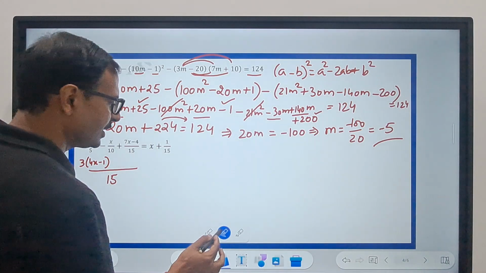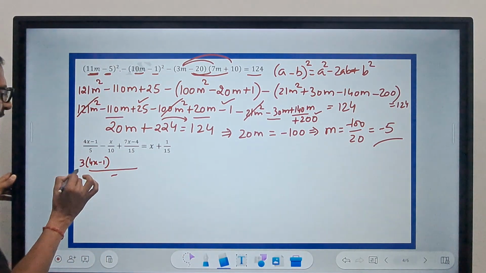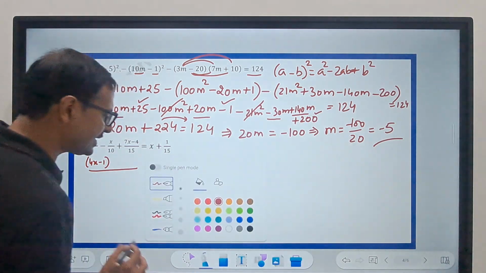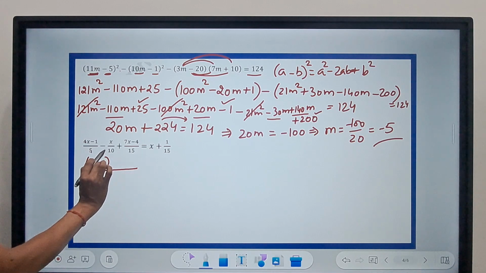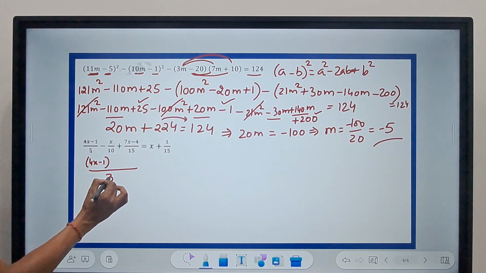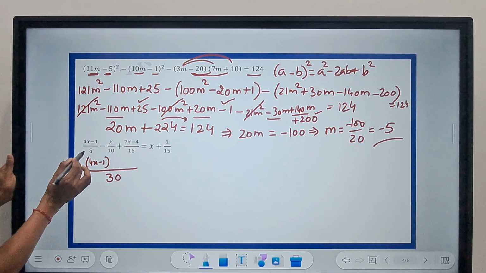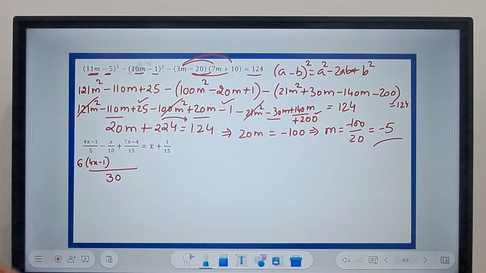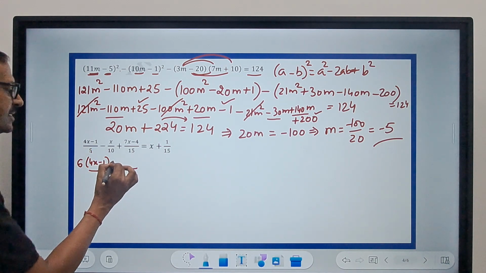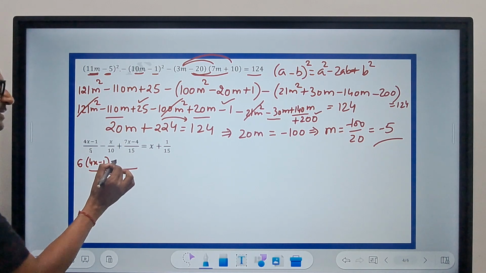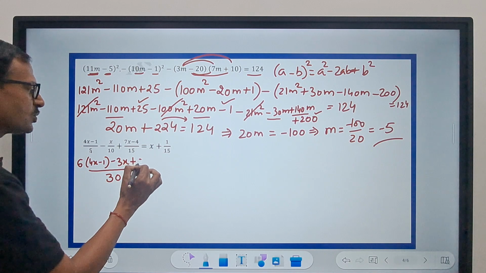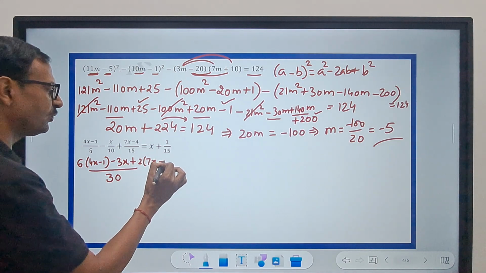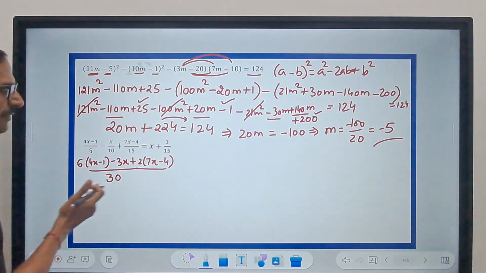Never mind. We will have LCM as, for 5 and 15 the LCM is 15. For 10 and 15 the LCM is 30. So 30 divided by 5 is actually 6. So a small correction there. Minus 30 divided by 10 is 3, so 3x, and 30 divided by 15 is 2, so plus 2 times 7x minus 4. There we go, the left hand side.